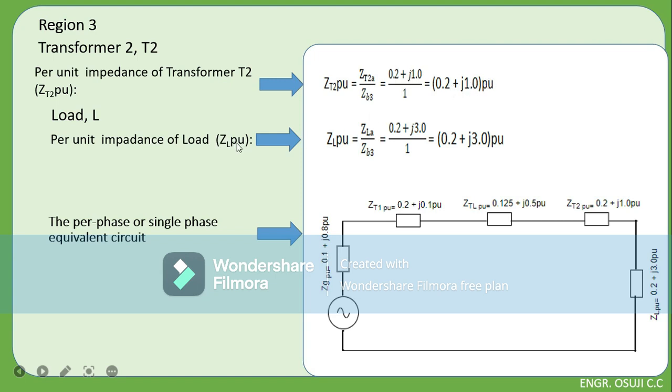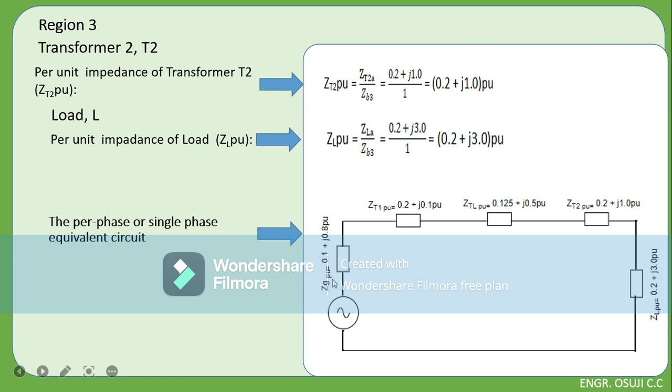Then remember that the load is also in region 3. So when we do that for the load, the actual impedance of the load all over the base impedance of region 3, where the load is actually located. And this is the actual impedance. This is the base impedance in region 3, which is 1. So at the end of the day, this is our per unit value. Having done that, we are now ready for the equivalent circuit.